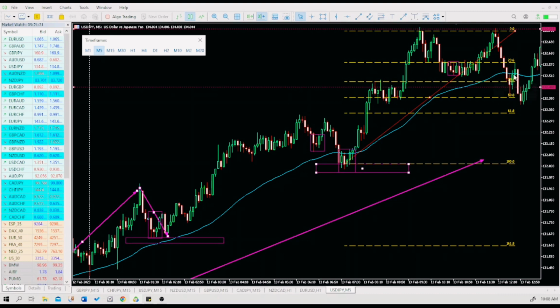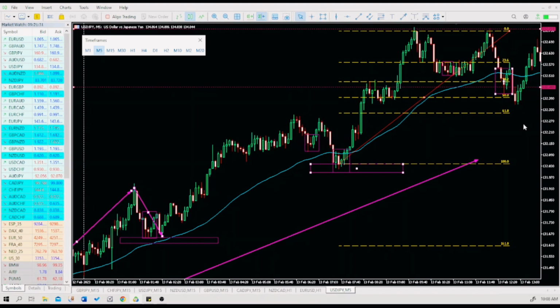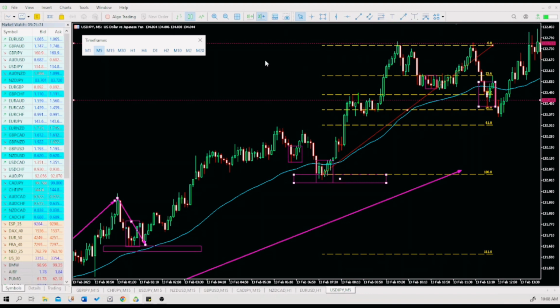I would have waited for it to retrace back to this zone, so I would have bought somewhere here. But he had not seen any bullish pattern. I don't like this pattern, so I wouldn't have taken this trade. And also there was a higher time frame resistance. If you go to the M15 time frame, you notice that at this particular zone there was a higher time frame resistance.